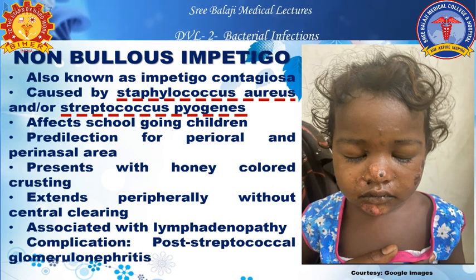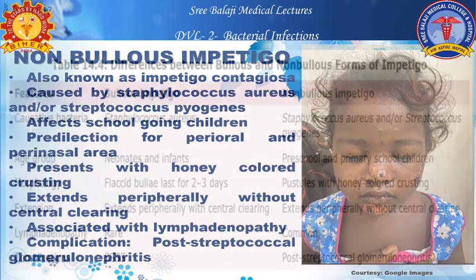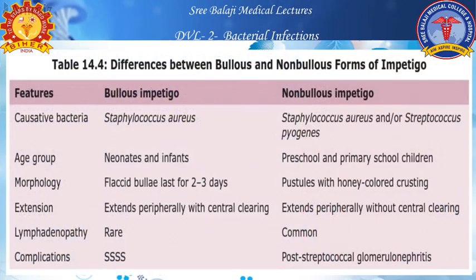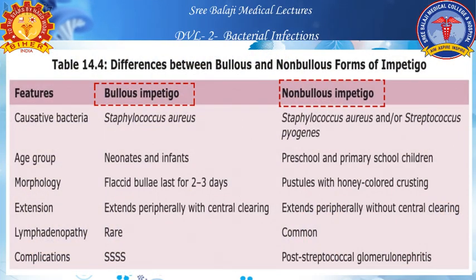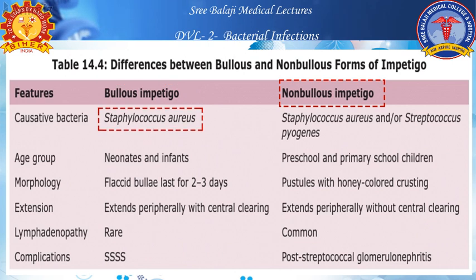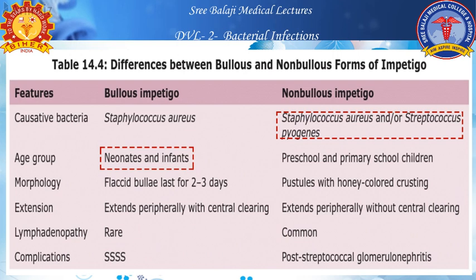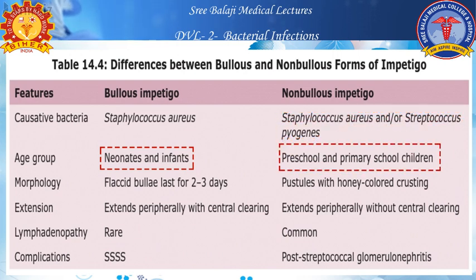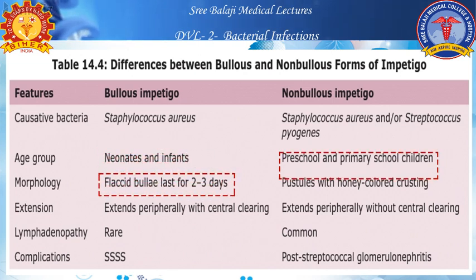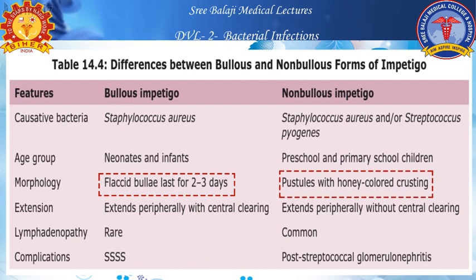Since it is caused by streptococcus, there is every chance of infections like glomerulonephritis. So these are the differences between bullous and non-bullous impetigo. Bullous impetigo is caused exclusively by Staphylococcus aureus. Non-bullous impetigo is caused by Staphylococcus aureus and Streptococcus pyogenes. Bullous impetigo occurs in neonates and infants. Non-bullous impetigo occurs mainly in school-going children. Morphologically, bullous impetigo starts with a flaccid bulla, non-bullous impetigo with a pustule and the typical honey-colored crust.